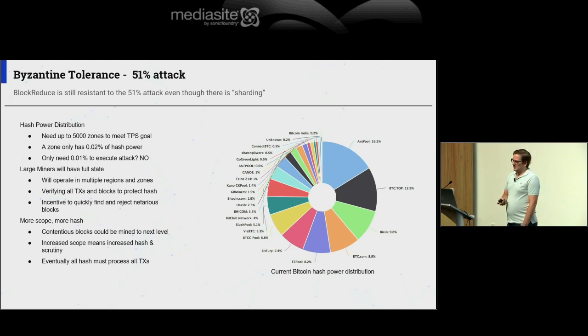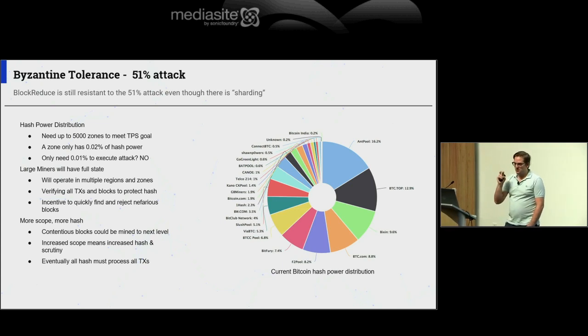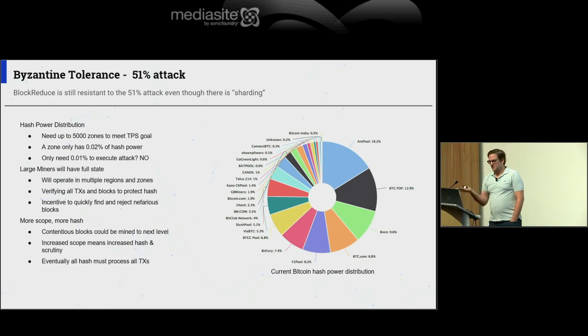But let's say worst case, nothing gets better and we have 5,000 zones. That means that only 0.2% of the hash power would be in any given zone. That means that to essentially execute a 51% attack on a zone, you would only need 0.1% hash power, which is insane. But could you actually do that? And the answer is no.